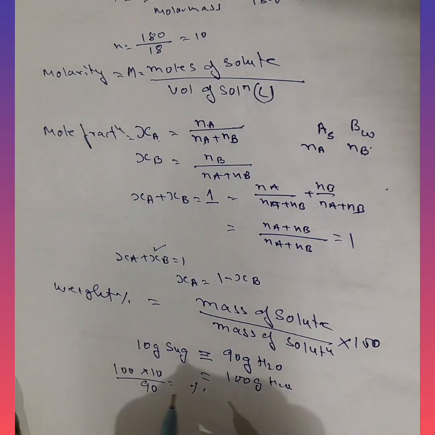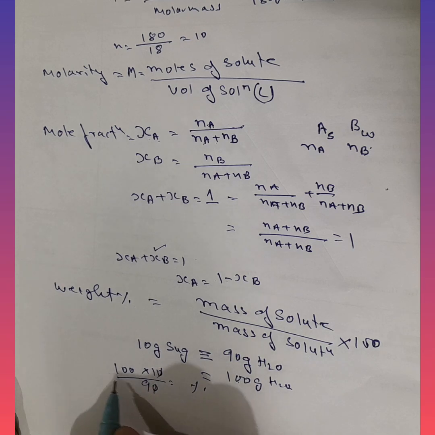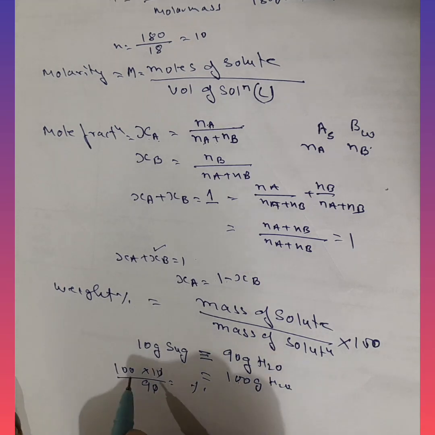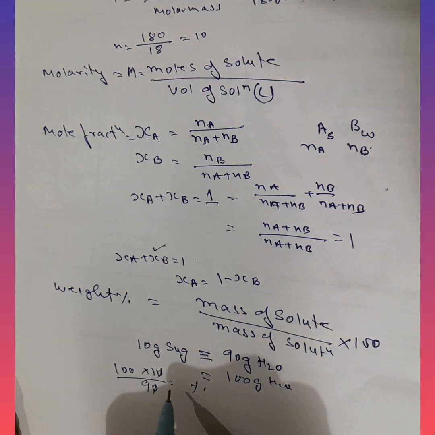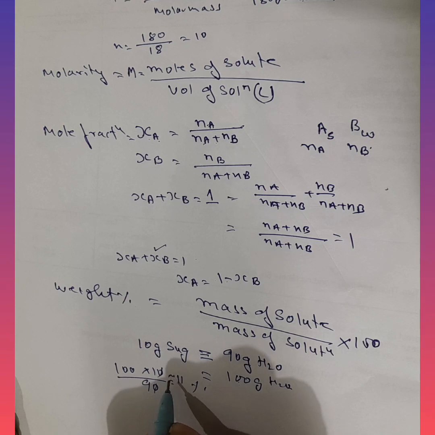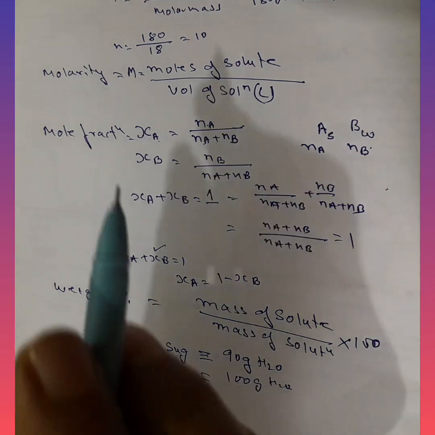We cancel this off, then this is 100 divided by 9. So 9 ones are 9, and then 1, 1. So it would come to approximately 11%. I hope this concept is clear.